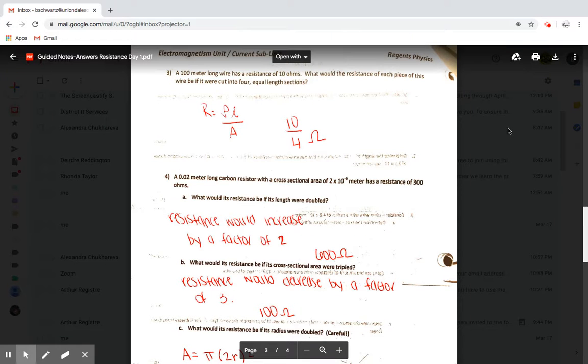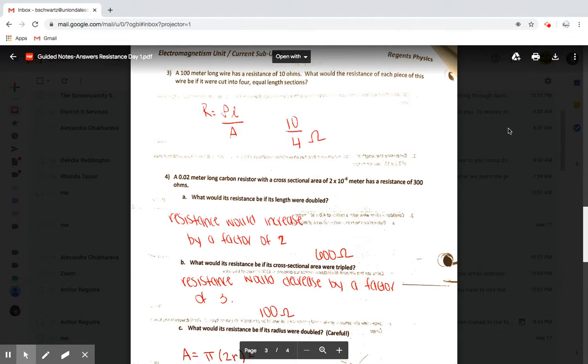Looking at page 10 in your guided notes packet, number 3, we have a 100-meter long wire with a resistance of 10 ohms. What would the resistance of each piece of this wire be if it were cut into 4 equal length sections? Well, the first thing that we need to think about is what kind of relationship resistance and length have?